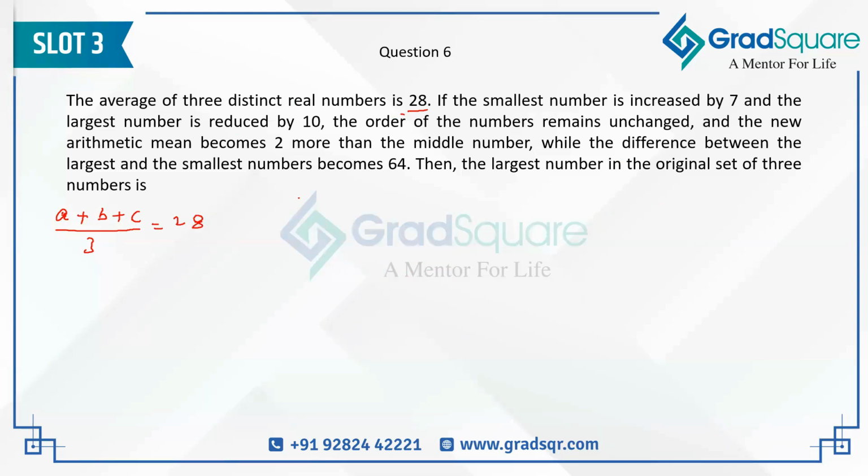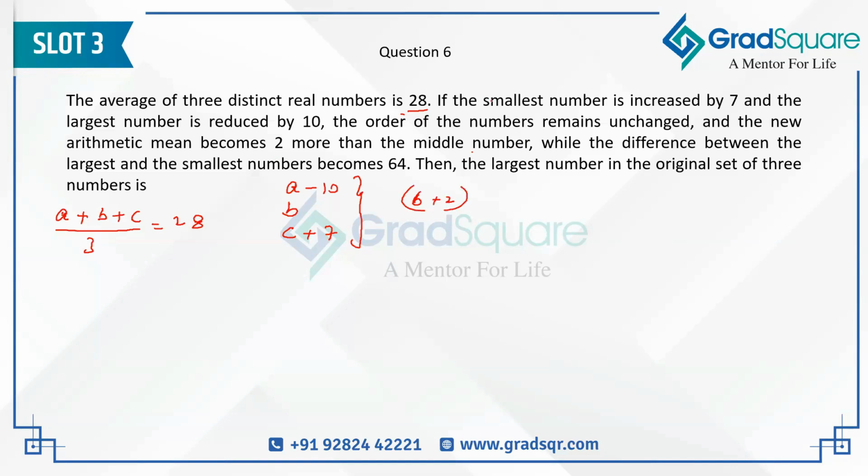Now, the smallest number is increased by 7 and the largest number is reduced by 10. So if your largest number was A, you are reducing it by 10. Your smallest number was C, you are increasing it by 7. Then the order of the numbers remains unchanged. That means B will still be in between A minus 10 and C plus 7. And A minus 10 still is the higher number and C plus 7 is the lowest out of the three new numbers as well. And the arithmetic mean becomes 2 more than the middle number. So the arithmetic mean of these numbers turns out to be B plus 2. That's something which is given to you in the question itself.